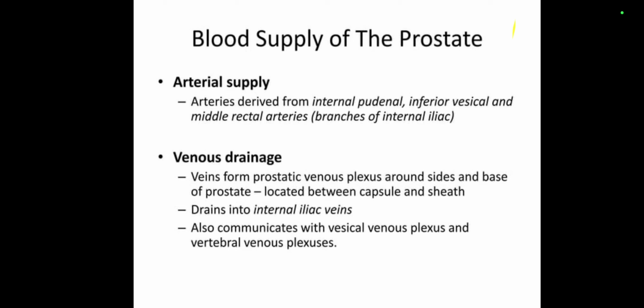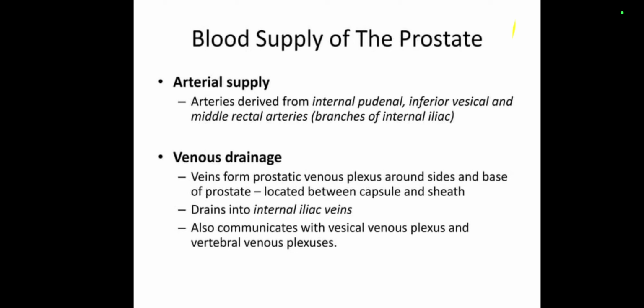So what happened to the blood supply in the prostate? In arterial supply, the arteries are actually derived from the internal pudendal or inferior vesical and middle rectal arteries. This is particularly on the internal iliac part. While in the venous drainage, the veins of your prostatic venous plexus around the side and base of the prostate, located between the capsule and sheath, drain into the internal iliac veins and also communicate with the vesical venous plexus and vertebral venous plexuses. So what is the difference between the arterial supply and venous drainage to the prostate of the male genitalia?